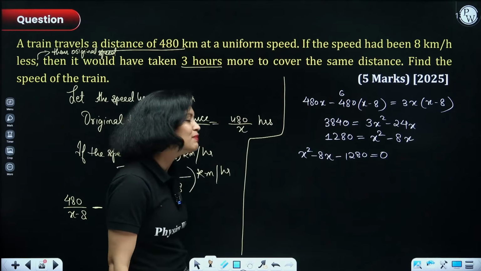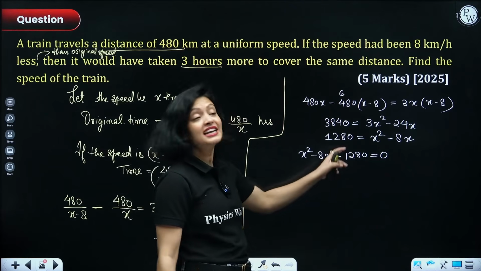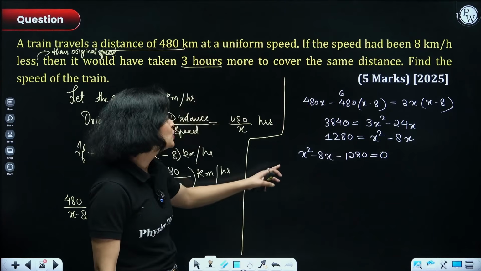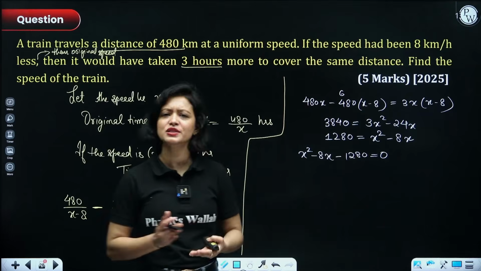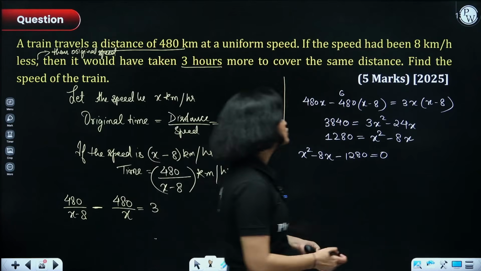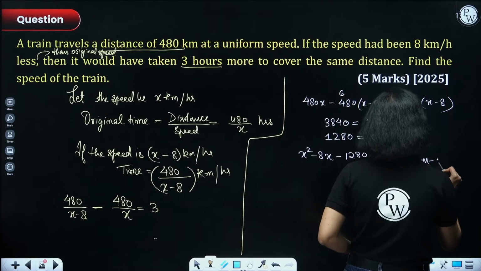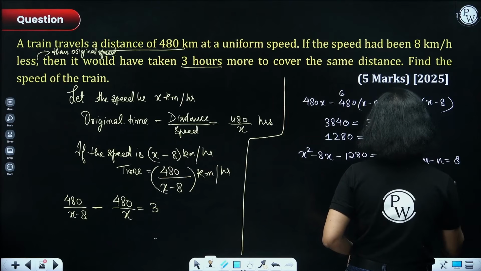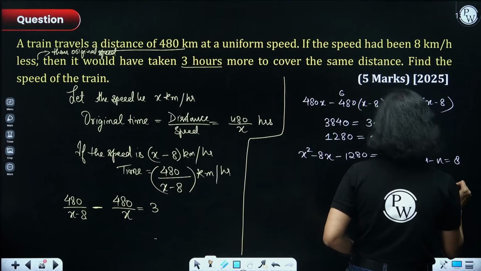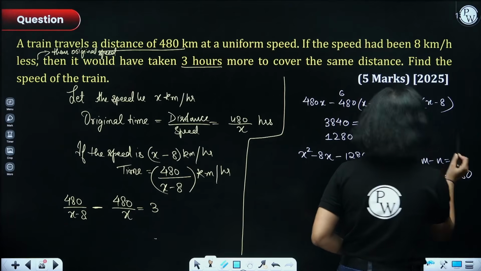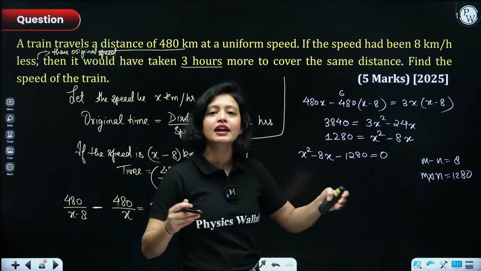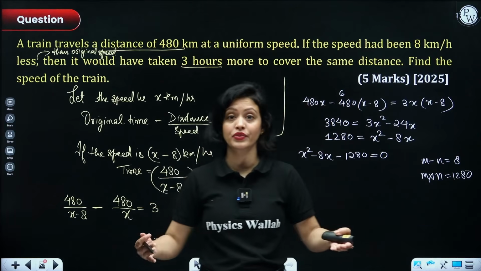Now you have to think about two numbers whose product is negative 1280 and whose sum is negative 8. That means one number is positive, another one is negative. So we just have to think about two numbers which on subtraction give us 8 and multiplication gives us 1280. That's the way of thinking. This is what I'm writing here, the way of how to think.